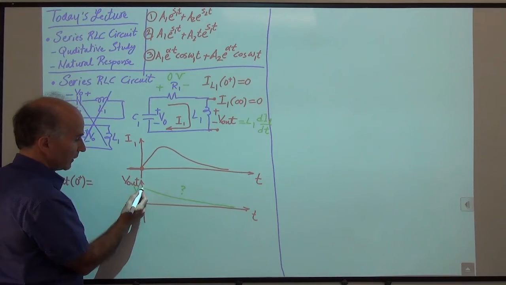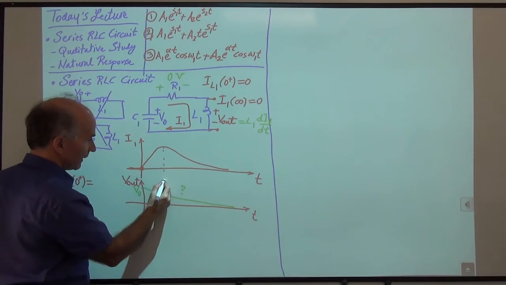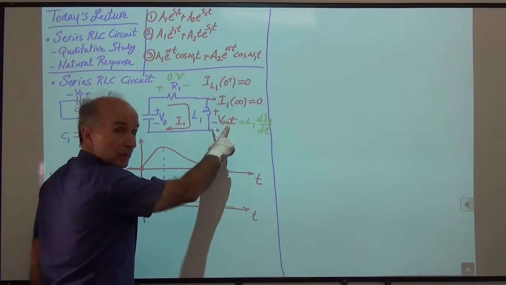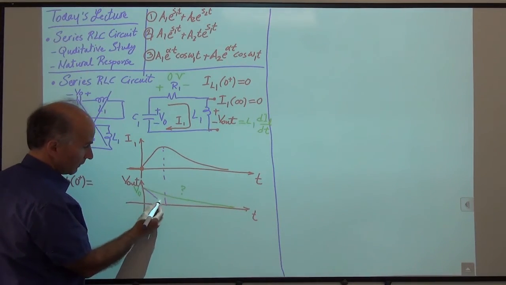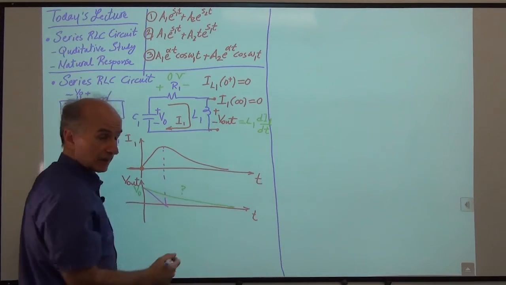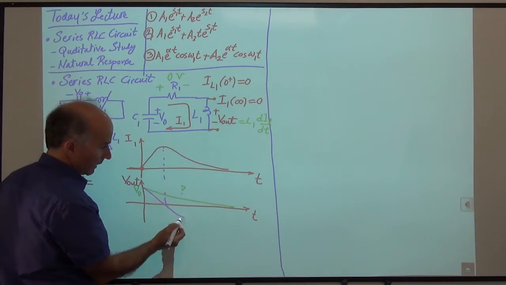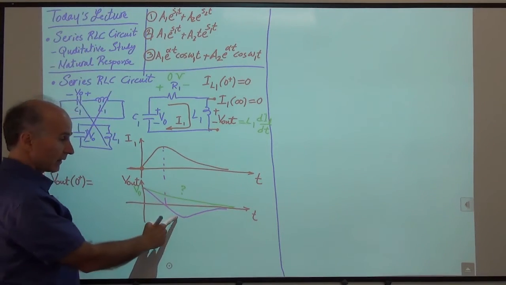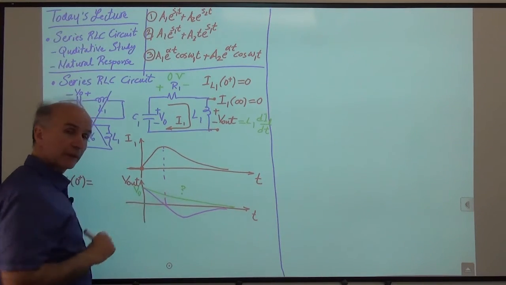So we start from V0. At this point in time, because the derivative of the current is 0, V out has to be 0. So V out has to cross 0 here. Then it has to go negative because the derivative is negative. So we go negative, but eventually it comes back to 0. All right, so that is the correct response, not this one.